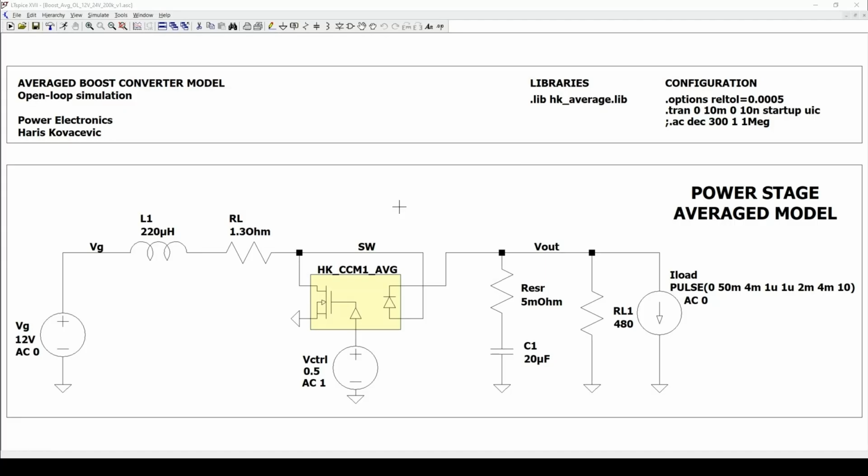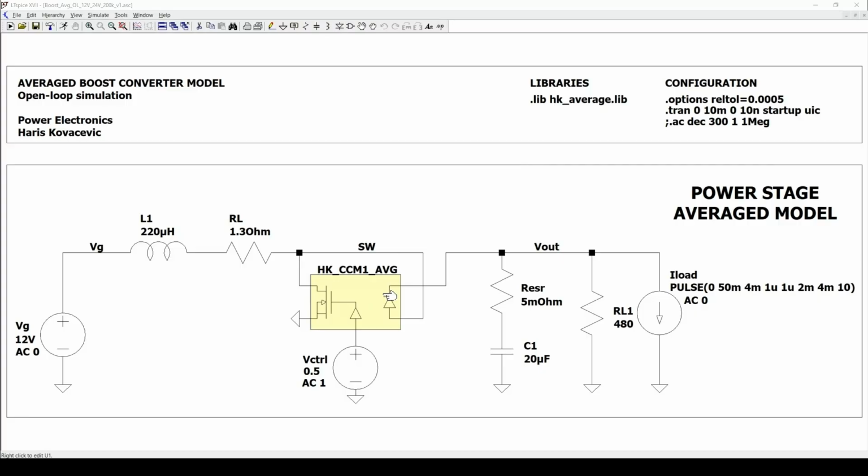Here is the averaged boost converter model used in LTspice. This model is built around the HK_CCM1_AVG block, which represents the ideal duty cycle behavior of a boost converter operating in continuous conduction mode.